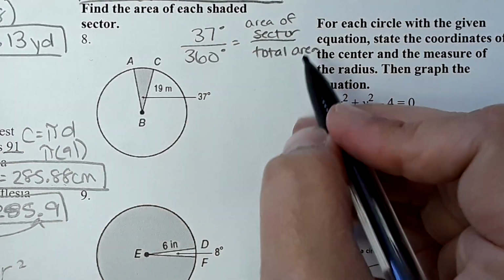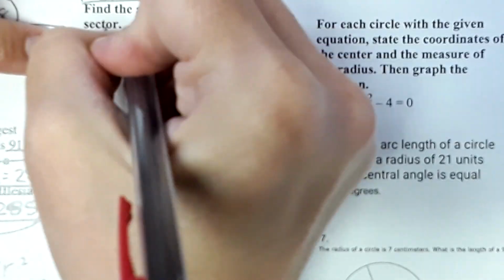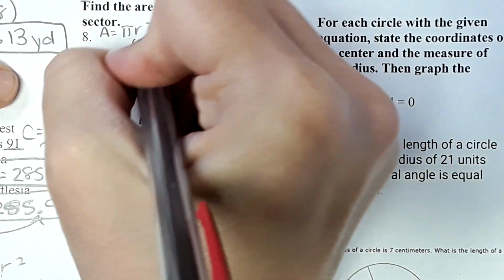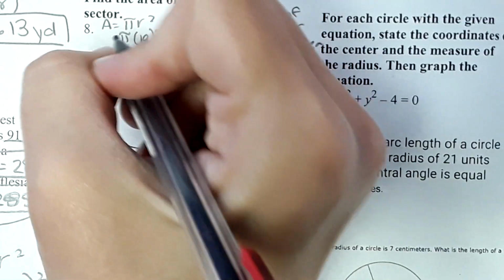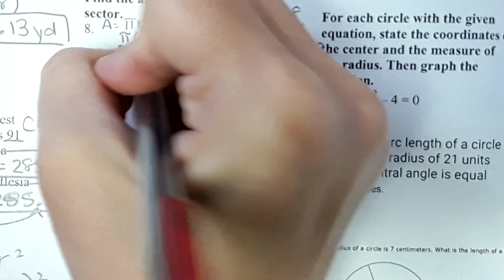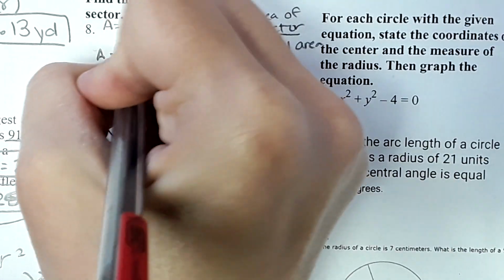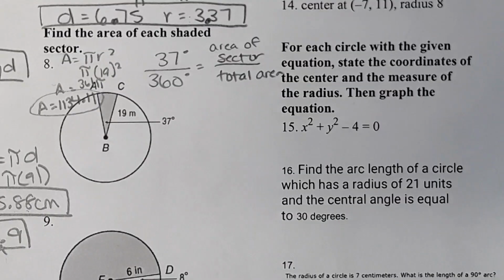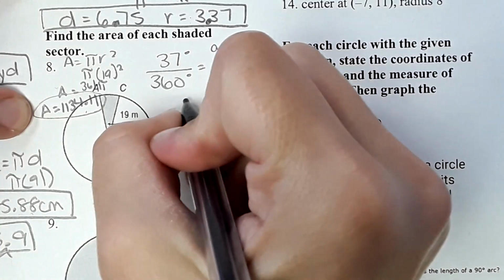So we have to find the area of the circle. So off to the side over here, area of the circle is pi r squared. It says the radius is 19. If you solve this out, it comes out to 361 pi. And that is 1134.11. And then I'm going to use the area of the circle to plug into this equation.